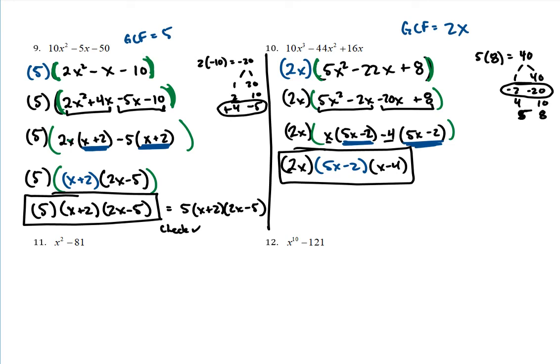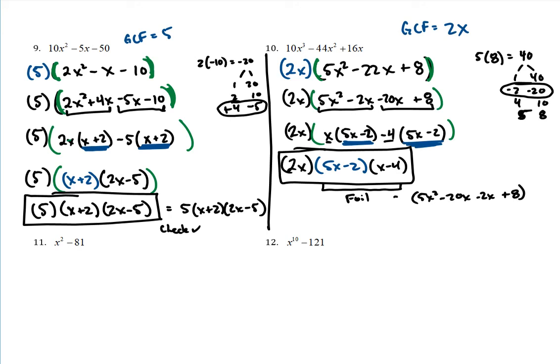Okay, and that's how we could break it down. And then let's check this one real quick. Remember, if you're going to check, FOIL those first. So we'd have 5x times x is 5x squared. And then 5x times -4 is -20x. And then we'd have a -2x. And then we'd have positive 8.